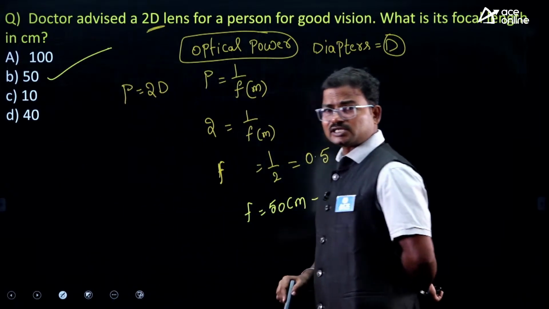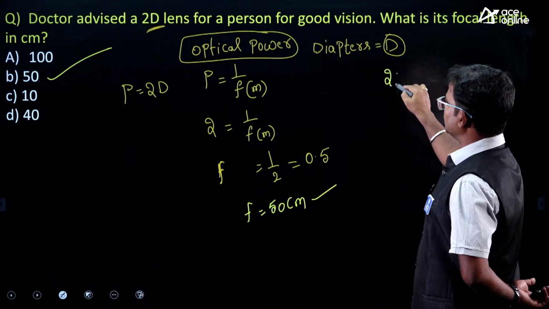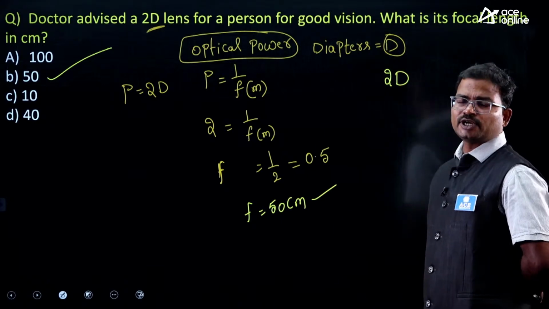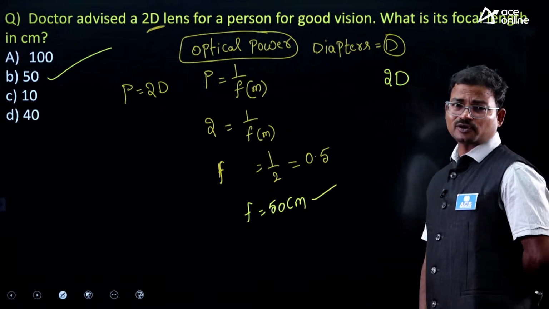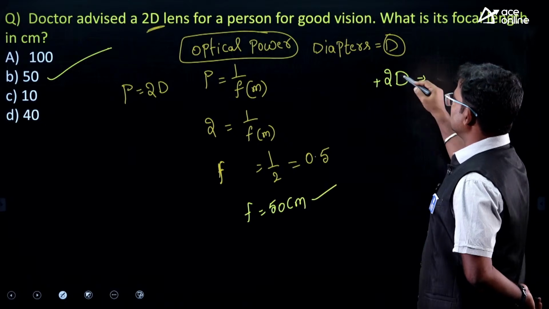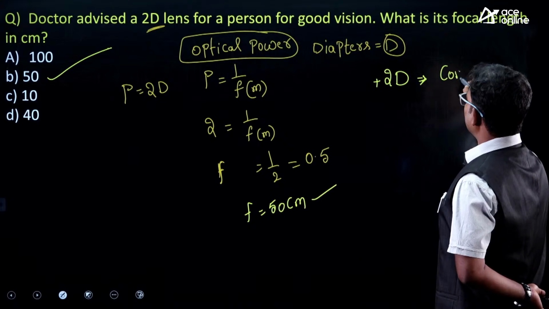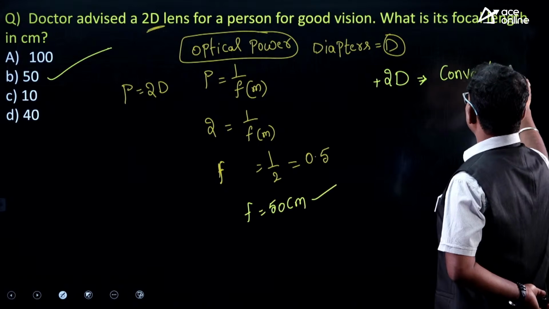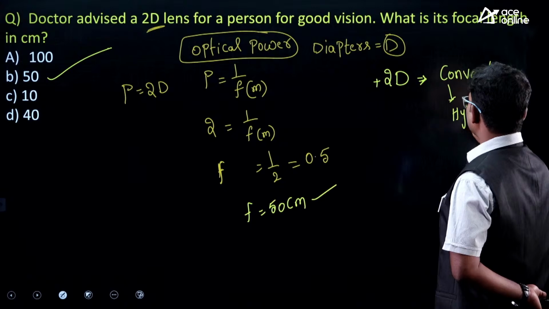You should also remember that here the optical power value is 2D. Does it concern myopia or hypermetropia? Here the optical power is positive. If it is positive, the lenses are convex lenses. Convex lenses are mostly used for hypermetropia.